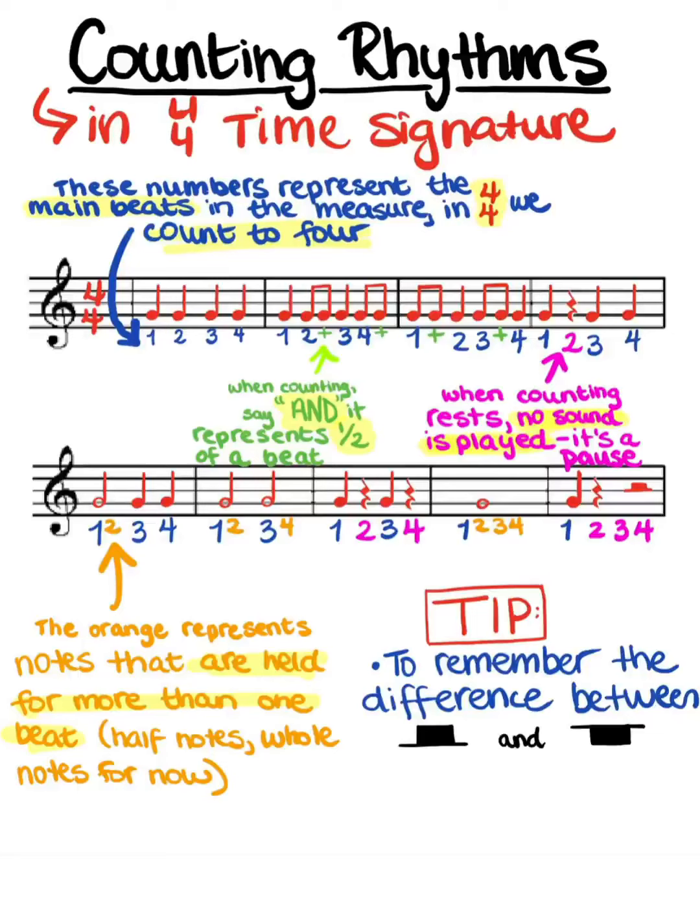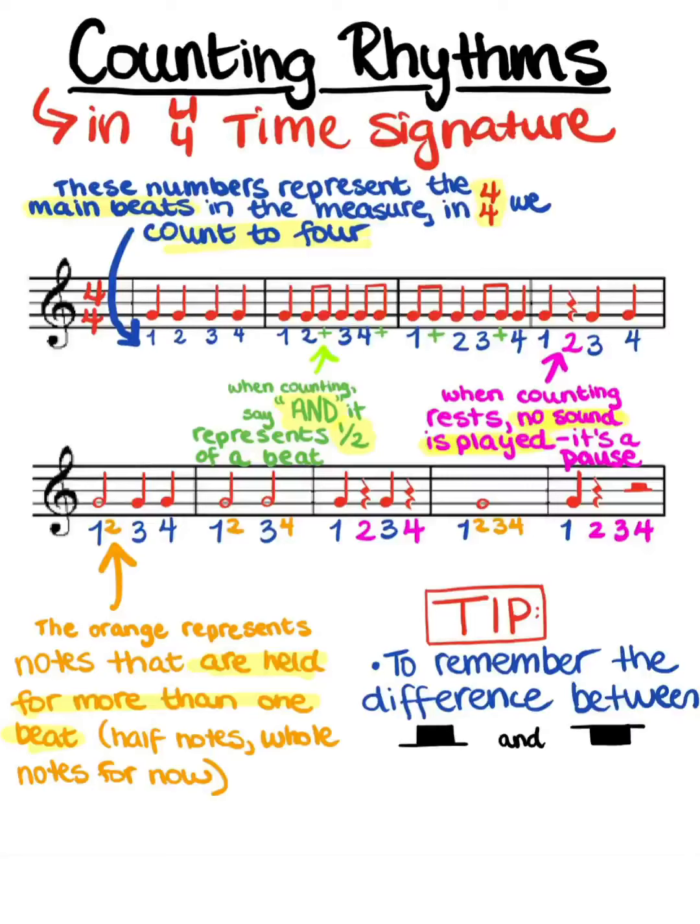Now another example is in the third bar here, and we'd count this one like 1 and 2, 3 and 4. Okay, so now in this final measure of the bar, we have a quarter rest, and when we're counting the quarter rest, we still count it, we just do not have a note or sound playing on this because it's a pause. So when we clap it, it sounds something like this. 1, 2, 3, 4.